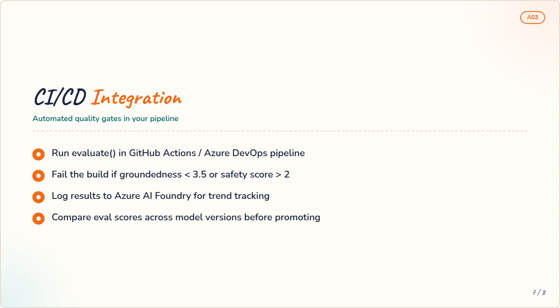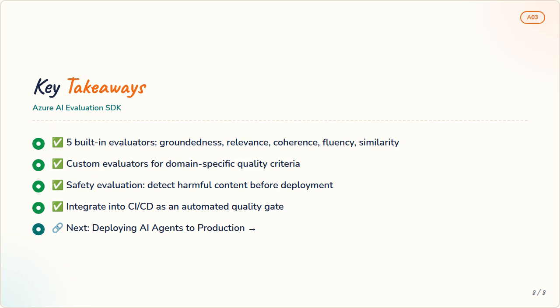To recap, use the 5 built-in evaluators as your baseline. Add custom evaluators for domain-specific criteria. Always run safety evaluation and integrate the whole thing into your CI/CD pipeline. Next up, deploying AI agents to production.